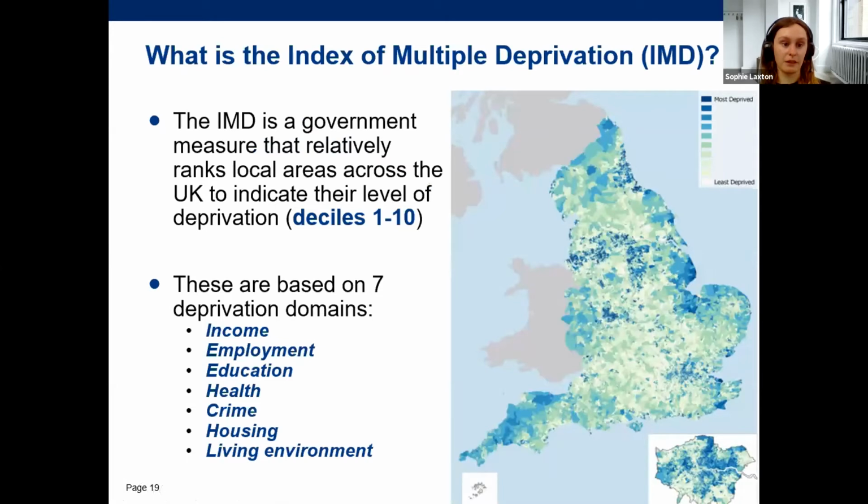So to recap, the index of multiple deprivation is a government measure that ranks local areas in the UK across 7 deprivation domains to indicate their level of deprivation. The index is scored out of 10, with 1 being the most deprived and 10 being the least deprived.